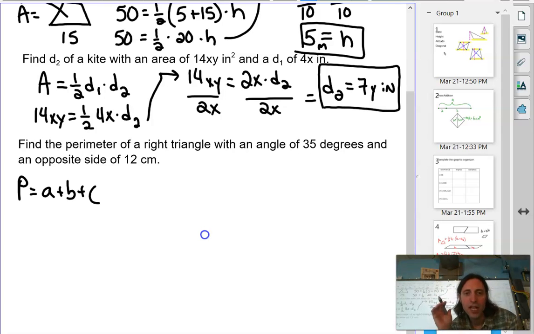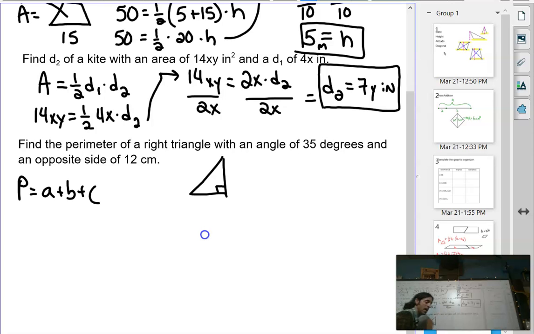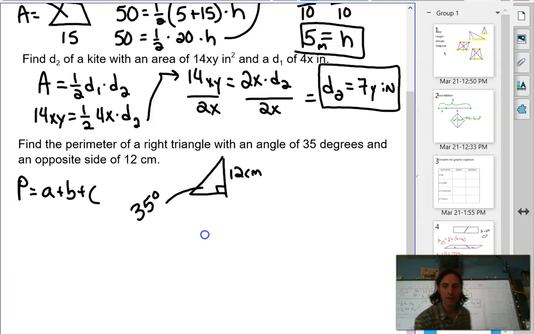So it says, it's a right triangle. Now again, maybe it doesn't look like this, but it's got a right angle. Opposite the 35-degree angle, there it is. And then this side is 12 centimeters. You know what it is: SOHCAHTOA. Because now I can use my trig ratios to solve for my sides. I can add my sides together and then figure out the perimeter of the problem.